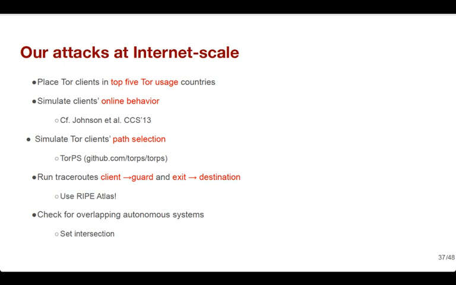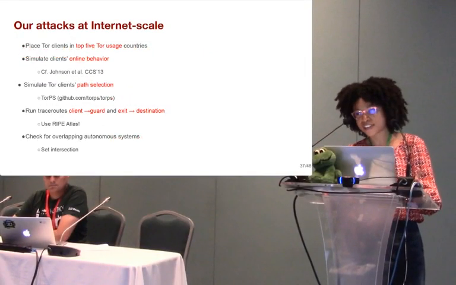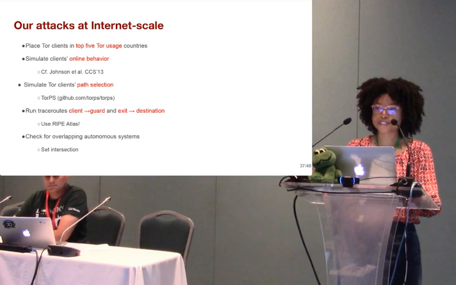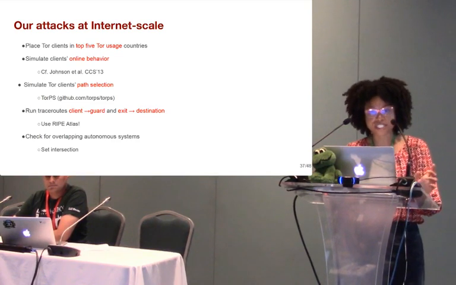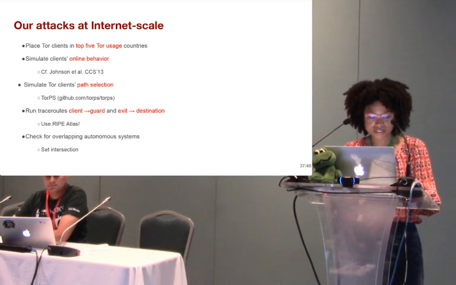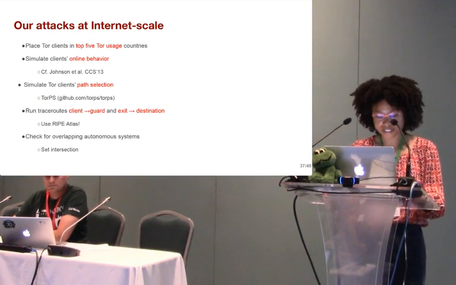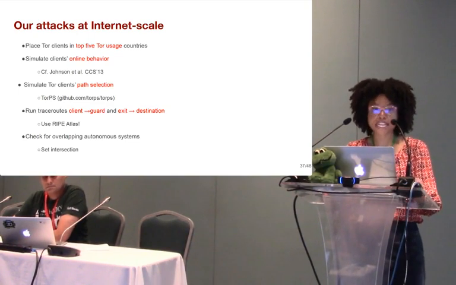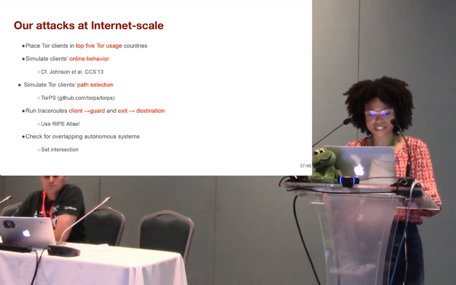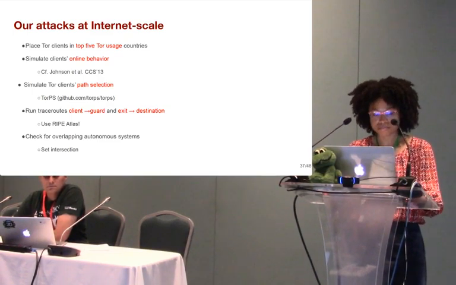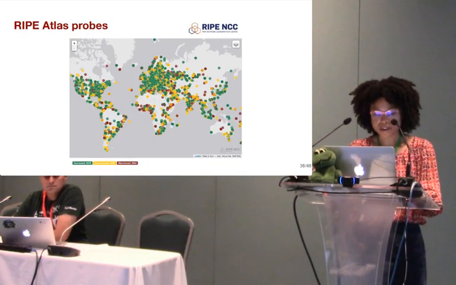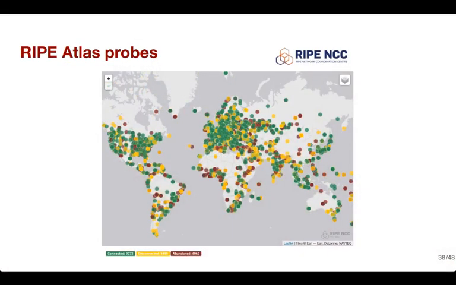We used the Tor path simulator for Tor path selection, and then we ran traceroutes for ingress Tor traffic and egress Tor DNS traffic using the RIPE Atlas measurement platform in order to get the ASs that we traversed. And then we labeled a Tor connection as compromised if it traverses the same AS on the ingress and egress side. What's nice about RIPE Atlas is that they have many measurement probes in the same ASs as Tor relays, and we took advantage of this.